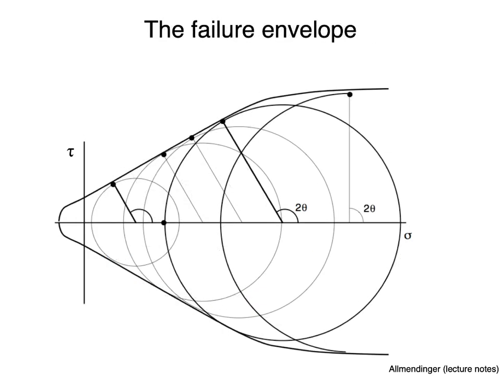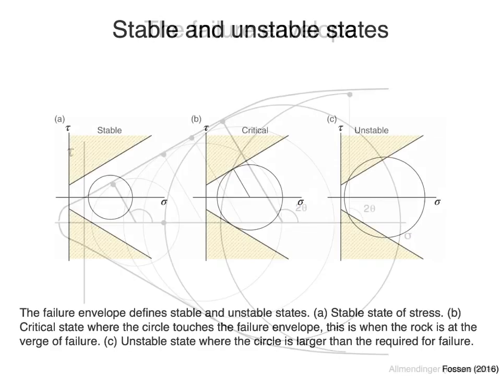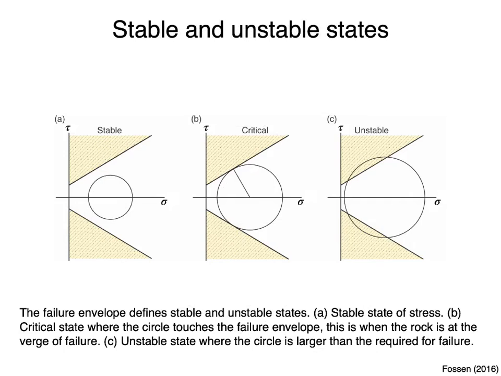We can run several tests at increasing confining pressure. In the Mohr circle for each test, we can draw the angle 2 theta and the point at failure. We can then join the points at failure of the different tests to reconstruct the failure envelope. The failure envelope defines stable and unstable states of stress.